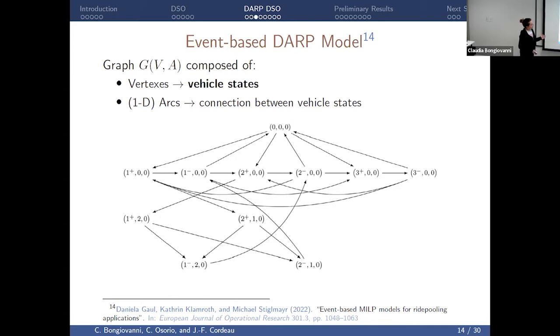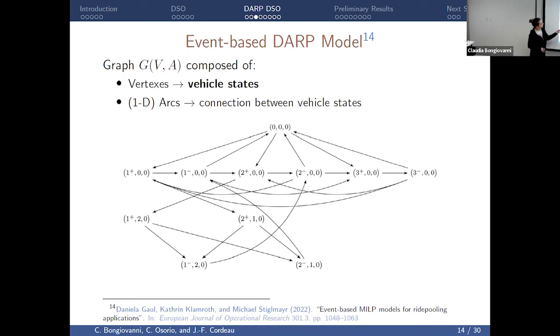Then in this case, we have a simple case with just 3 requests. The plus sign indicates pickup locations and the minus sign indicates drop-off locations. So, for example, we have tuples like 1+, 0, 0. What it means is that the state of the vehicle is just picking up a customer and has no one else on board. Equivalently, 1-, 0, 0 means that the vehicle is just providing a drop-off service, but no one else is on board.